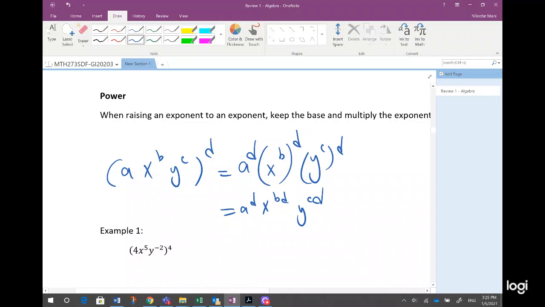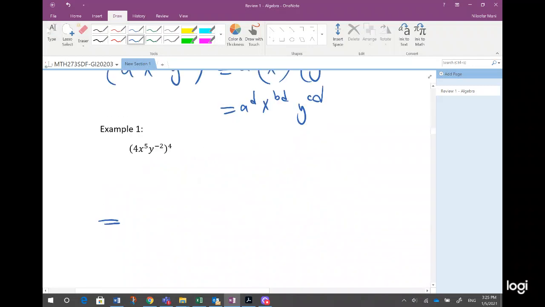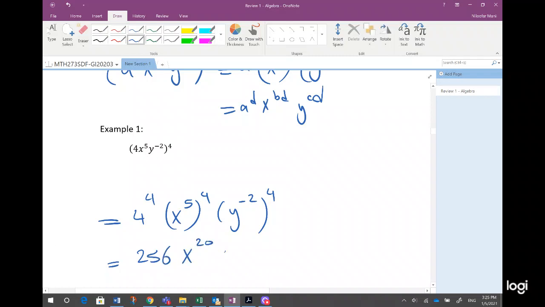So, I multiply powers when I have power on power. Oh, okay. So here, it's not 4 multiplied by 4, no. It's 4 power 4, x power 5 power 4, y power minus 2 power 4, which is 256 x power 20, y power minus 8, which is, okay, that's a good question.